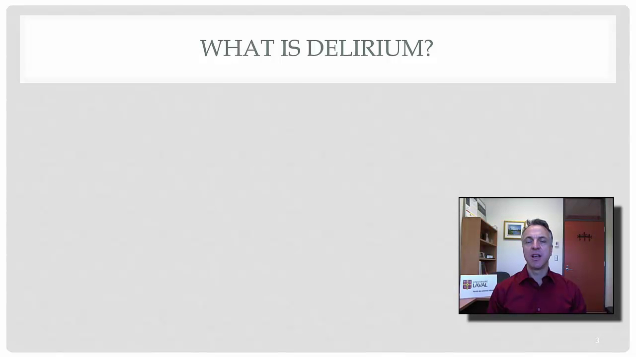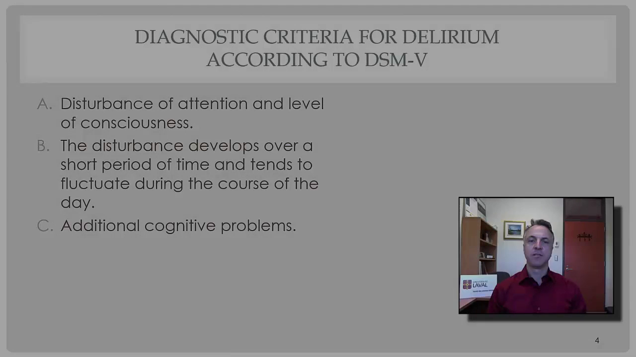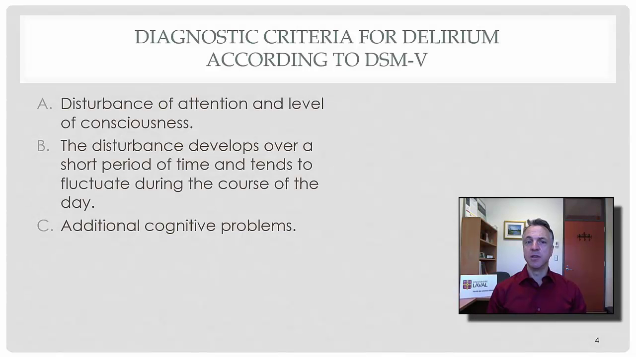Before I present the results, I'd like to talk a little bit about delirium. So what is delirium? The first definition that comes to mind is the DSM-5, which presents the criteria for delirium. Criteria A is a disturbance of attention and level of consciousness. Criteria B is a disturbance that develops over a short period of time and tends to fluctuate during the course of the day. But I'd like to point out that in the DSM-5, the fluctuating nature and the acute onset have to be related to inattention and altered level of consciousness. So this is something new.